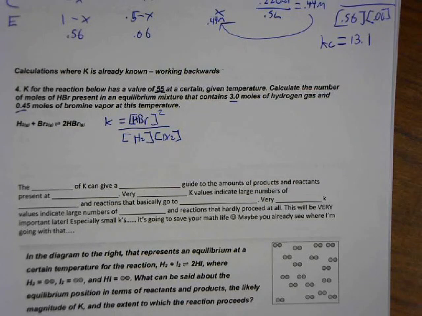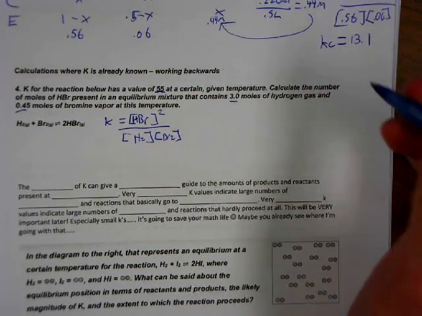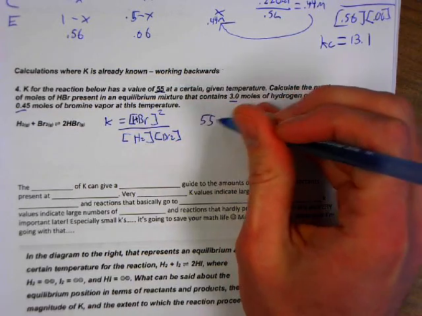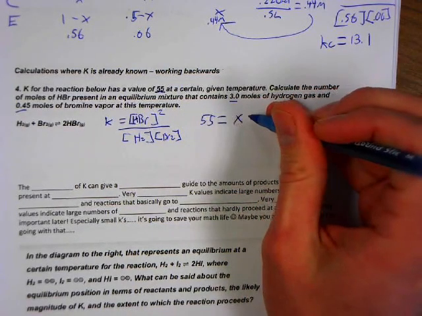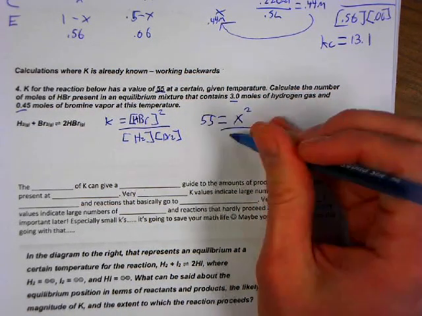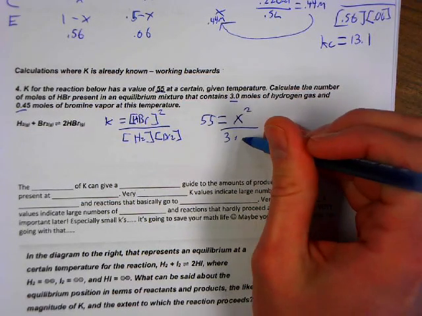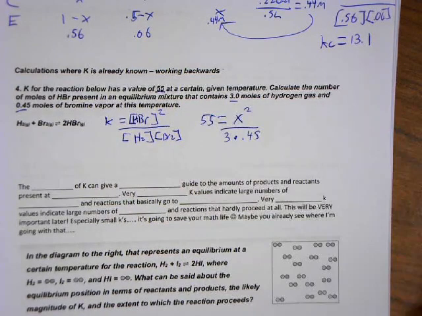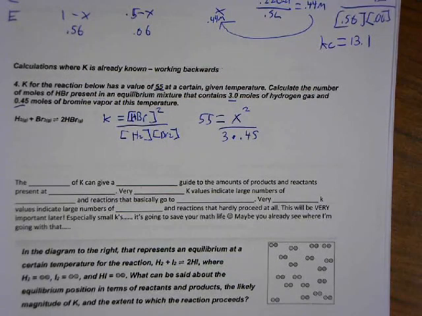HBr. Okay, step 2. Let's plug in what we know. So K is 55, which is equal to x squared over 3 times 0.45. Solve for x. Easy. X is a real number. No quadratic formula needed on this one.